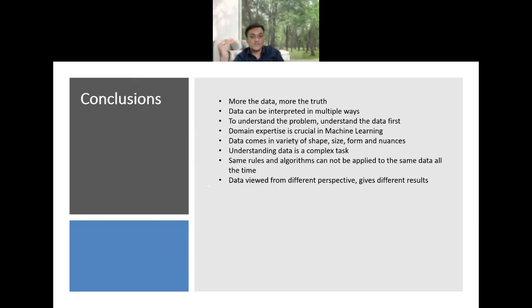Data comes in a variety of shape, size, form, and nuances. Understanding data is a complex task. The same rules and algorithms cannot be applied to the same data all the time.